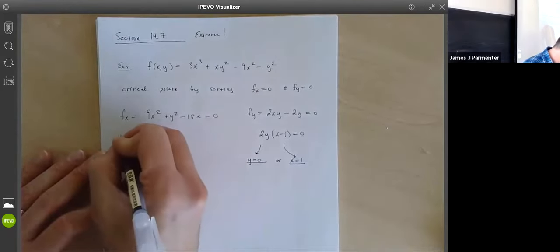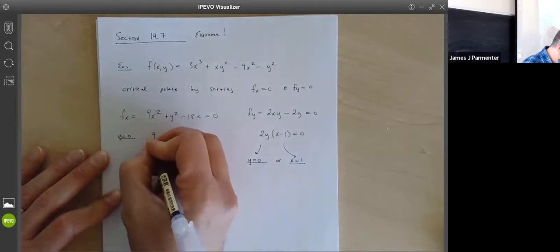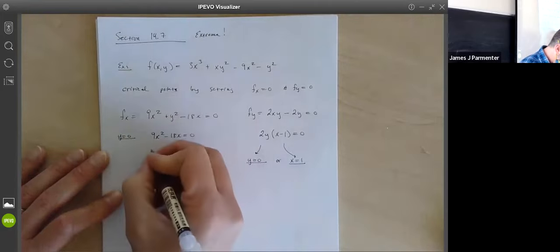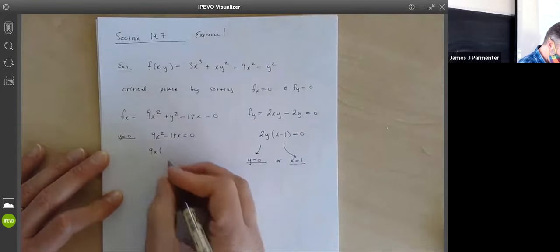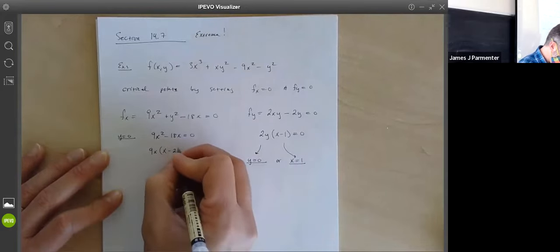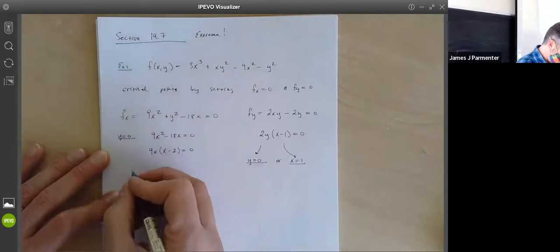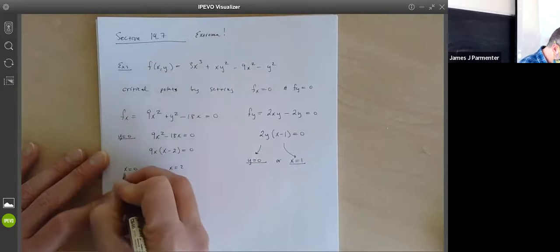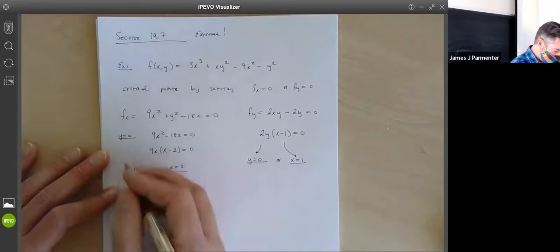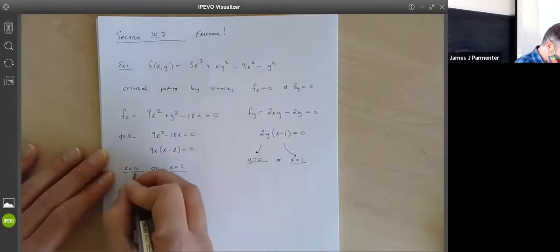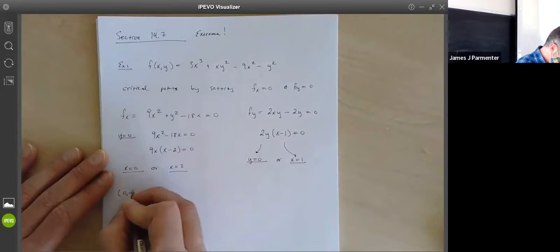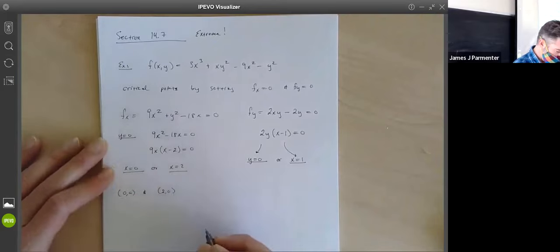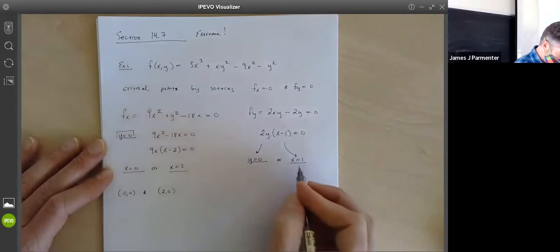So if I plug in y equal to 0, I've got 9x squared minus 18x equal to 0. Factor out a 9x, and we have x minus 2. So if y equals 0, I'm going to get x equal to 0 or x equal to 2. So I'm getting two critical points so far. I have (0, 0) and (2, 0).